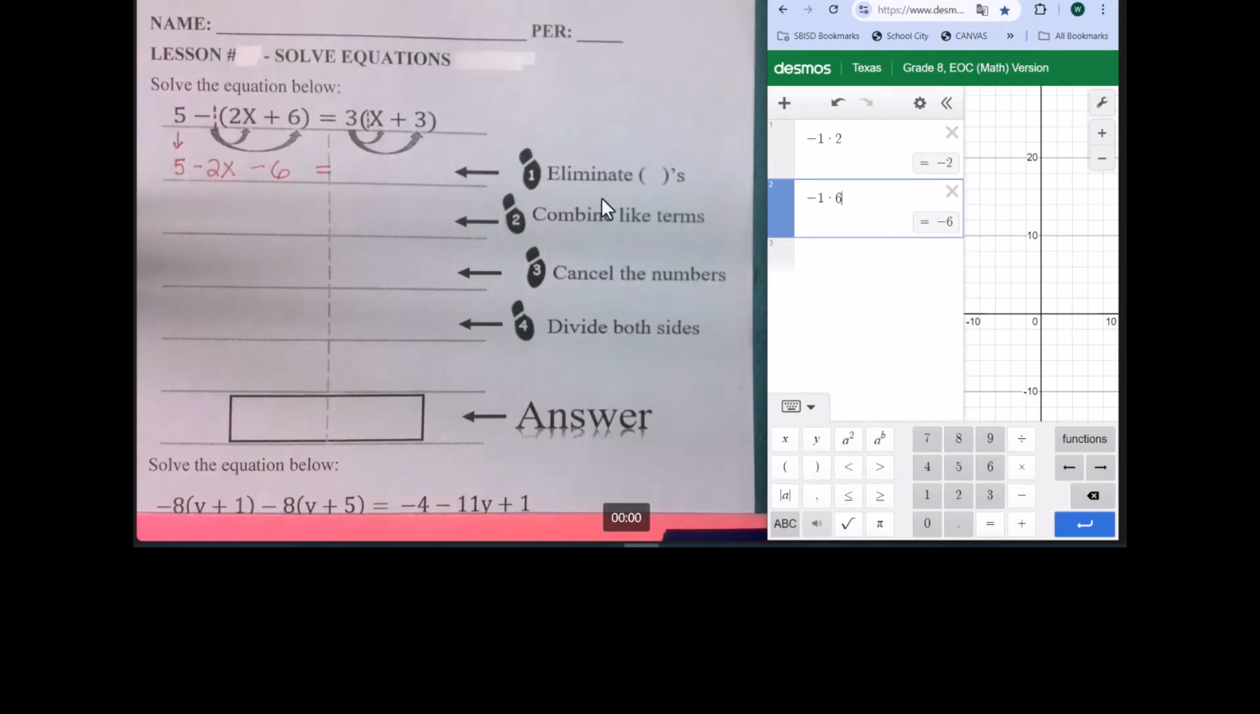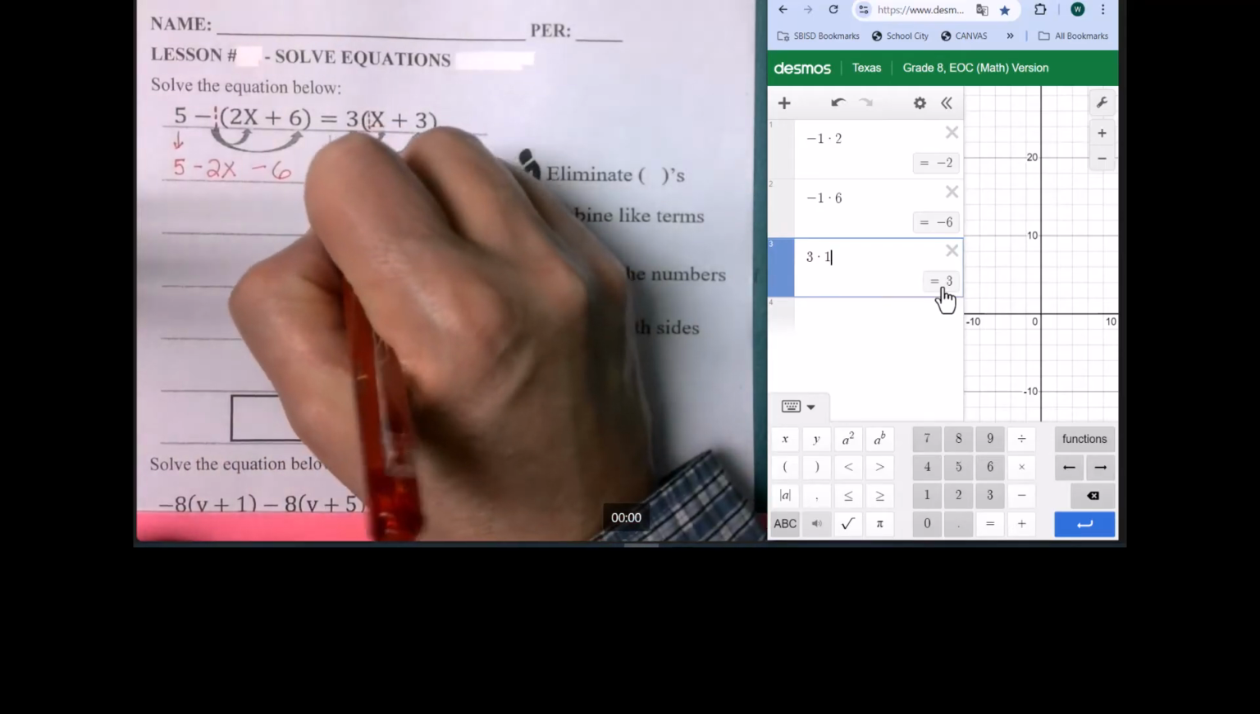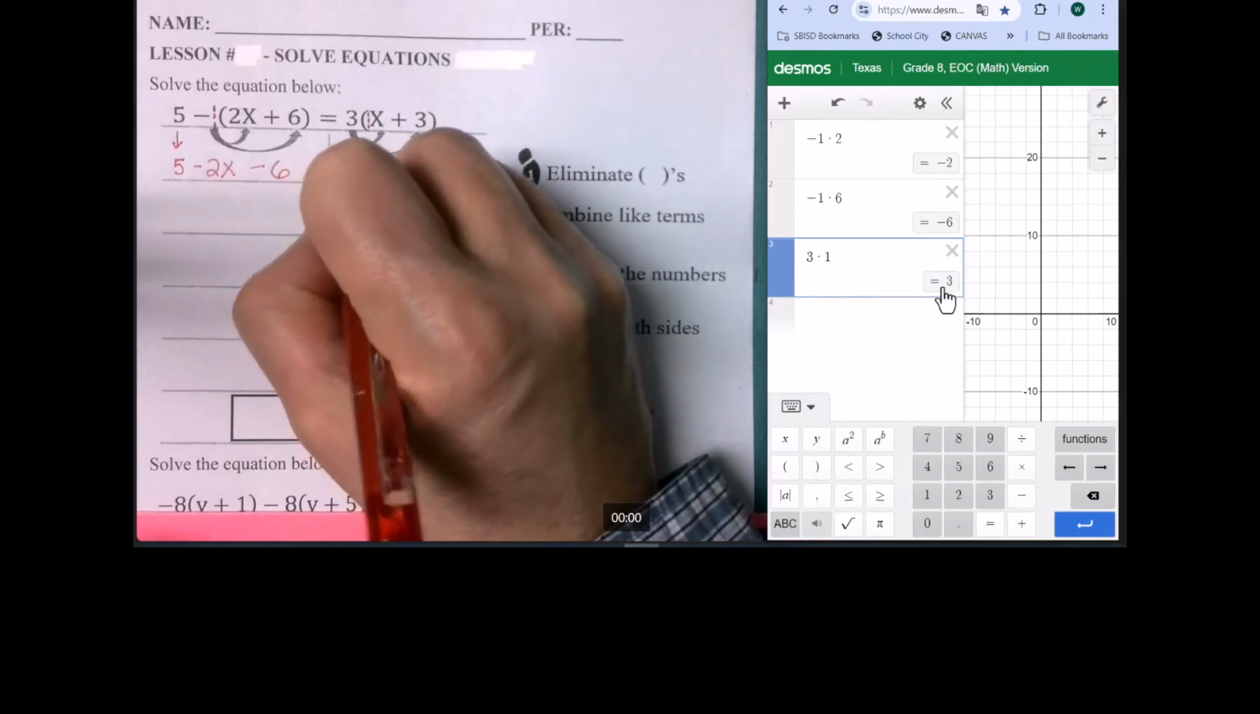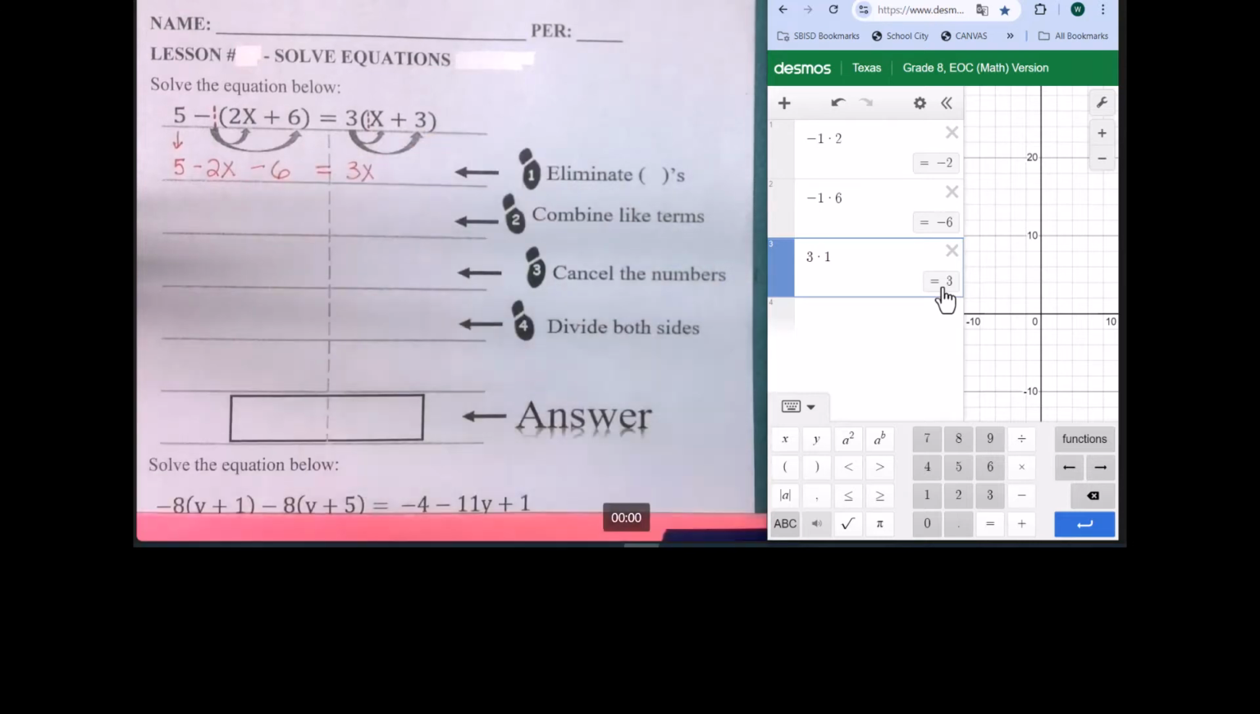So let's continue multiplying. Here I have 3 times 1. So go on the calculator, 3 times 1. And notice I got a positive 3. So then I write positive 3x. Notice I don't have to write the sign because this is at the beginning of the expression. If a sign is positive and is at the beginning of an expression, you don't have to write the sign.